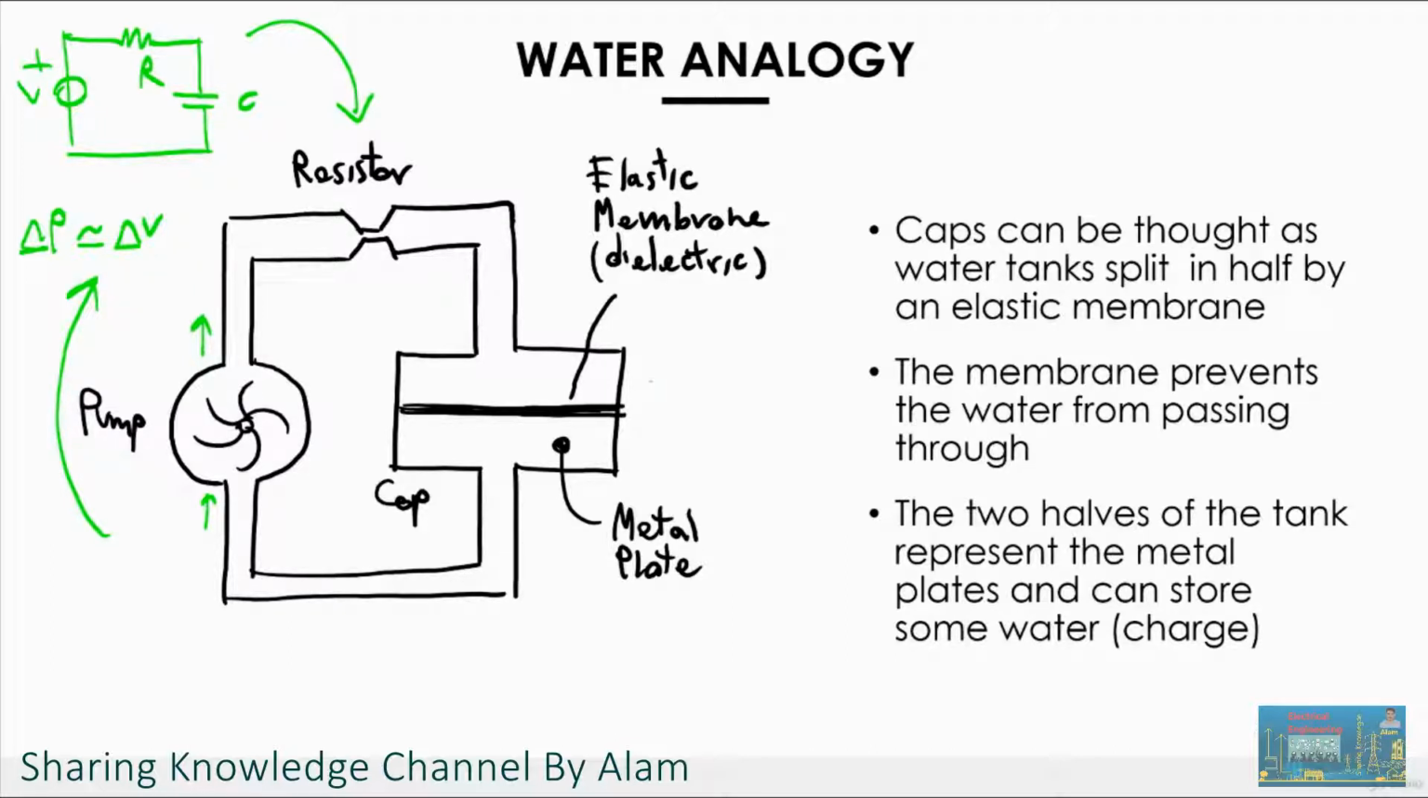And the capacitor instead can be represented as a water tank split in half by an elastic membrane. So as you can see here, there is a membrane in the middle. This membrane is elastic, so it can be bent by a difference of pressure between the two chambers of the tank, but it's watertight. So it's not possible for any water to actually go through. But again, it's elastic, so if there is a difference of pressure between the two parts of the tank, it will be able to bend.